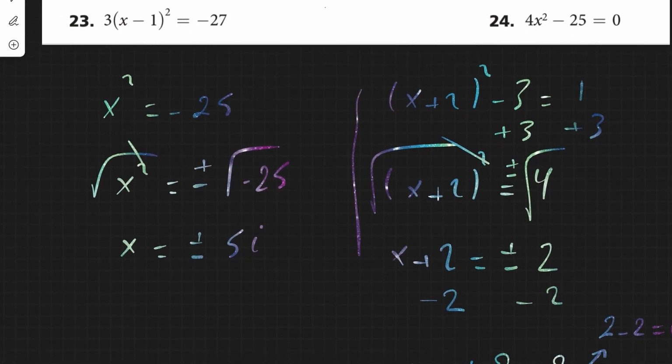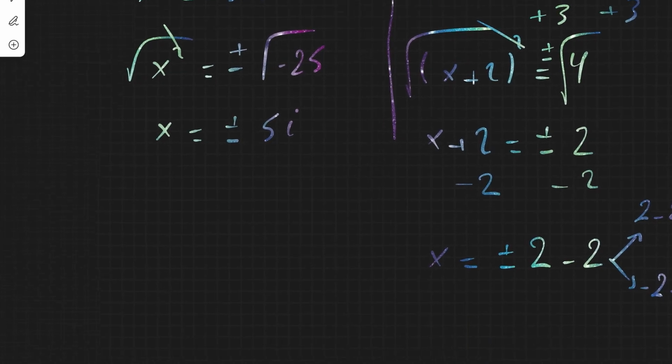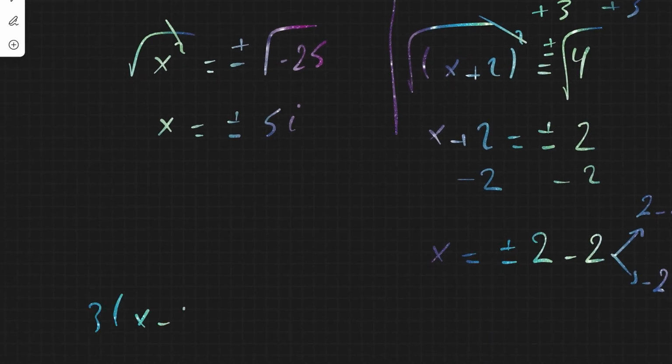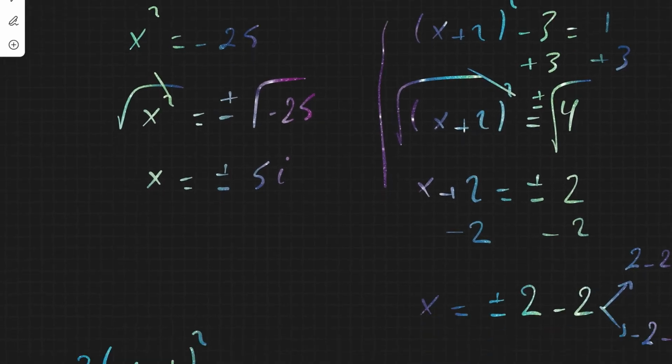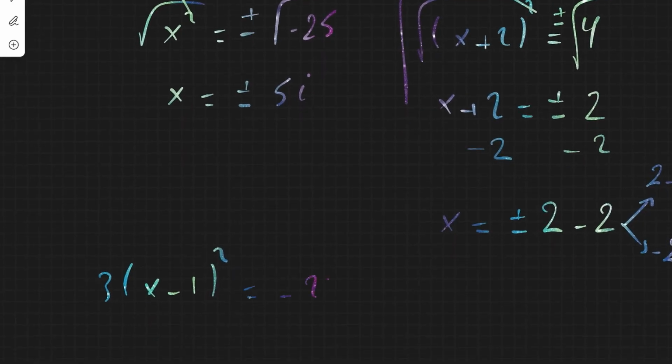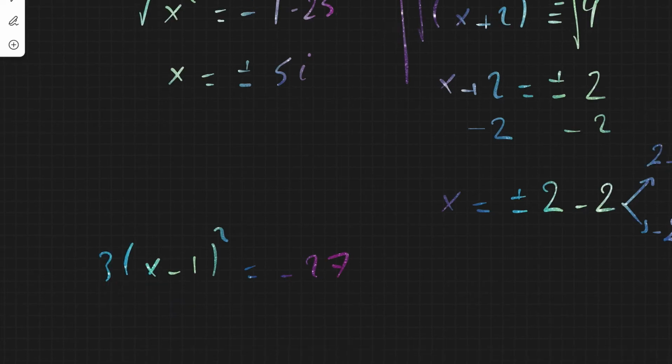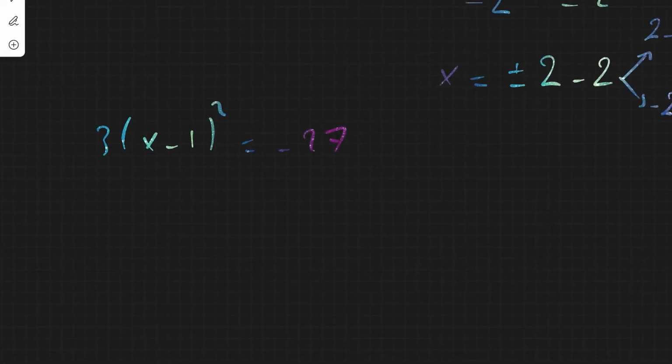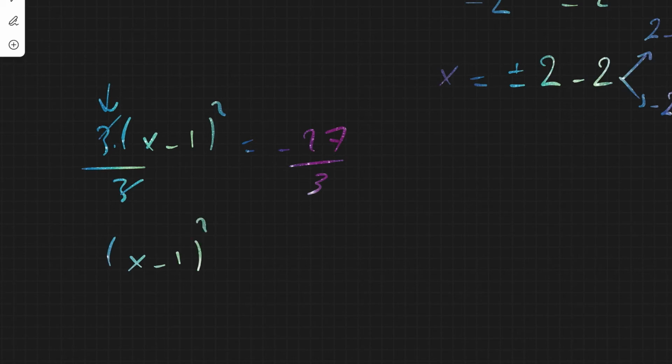The third number is 3 times the bracket (x minus 1) to the power of 2 equal to negative 27. To isolate the bracket, I need to get rid of 3. How to get rid of 3? We divide by 3. And remember, you cannot transpose 3 to the other side because we have times between the number and the bracket. So (x minus 1) to the power of 2 is equal to 27 divided by 3, which is 9.